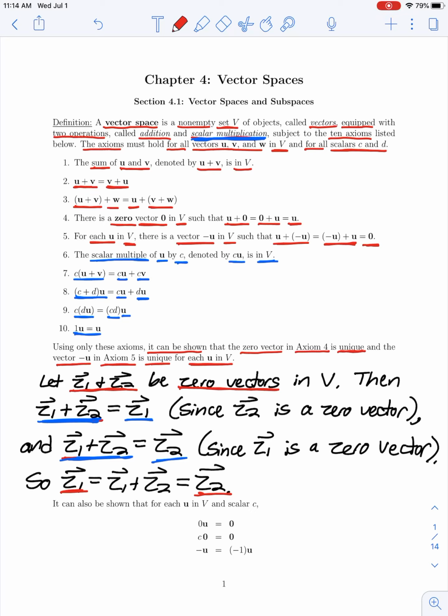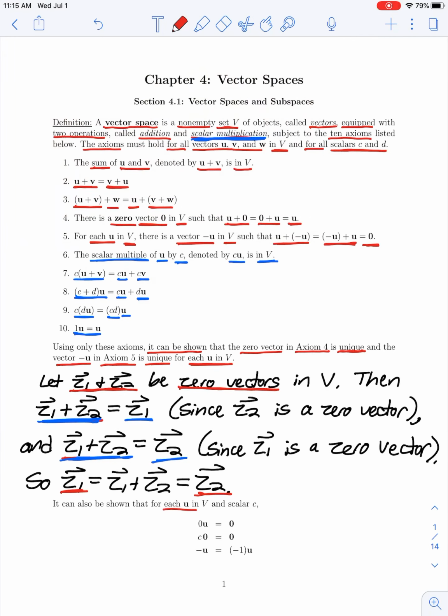Now, the uniqueness of a negative or an additive inverse for any vector in a space follows pretty similarly. We can make the assumption, let's say, that we have for a given vector two additive inverses, and by making use of the associative property of addition, that is axiom 3, as well as property number 5, we can show that that additive inverse is unique.